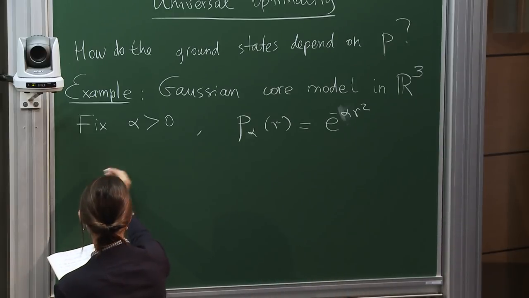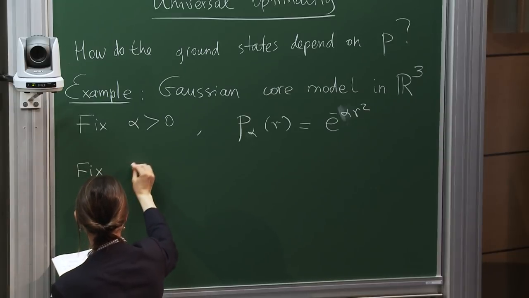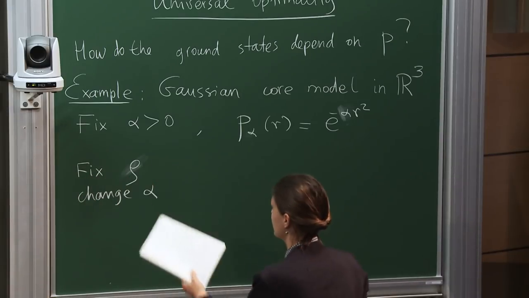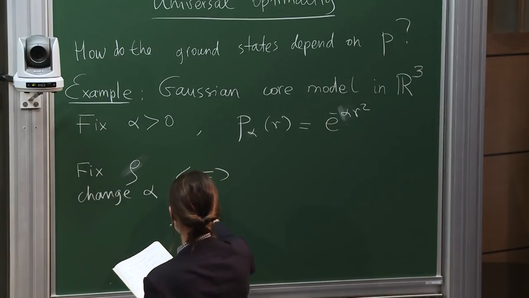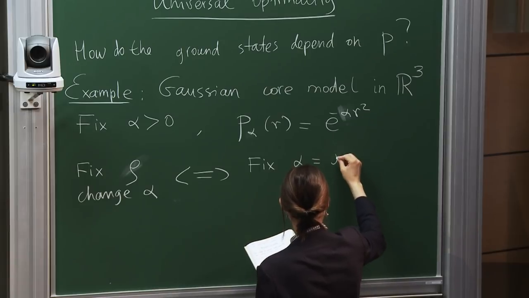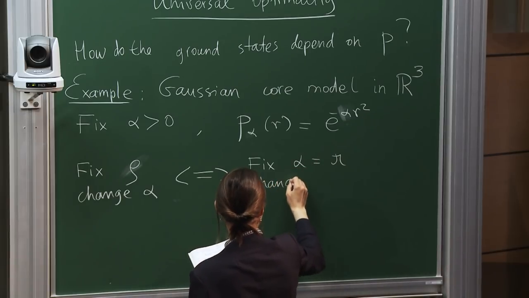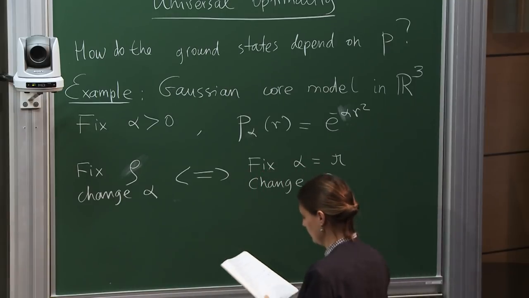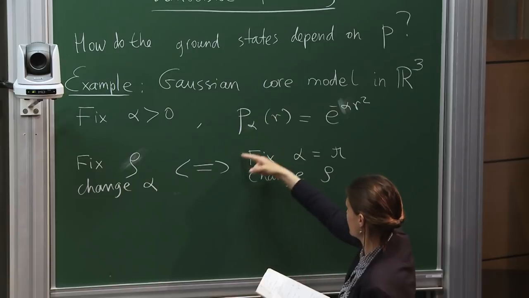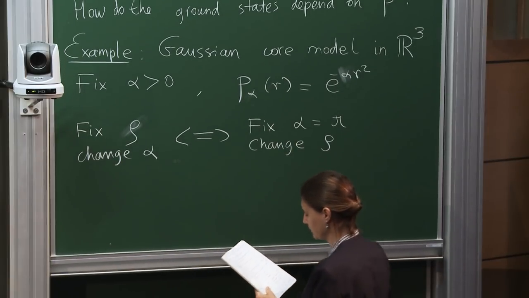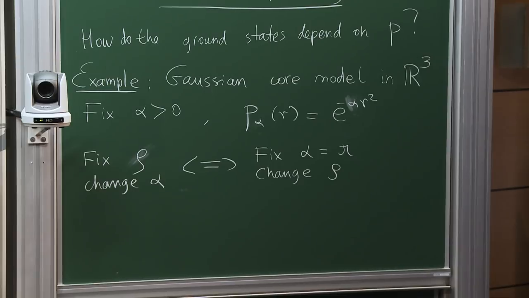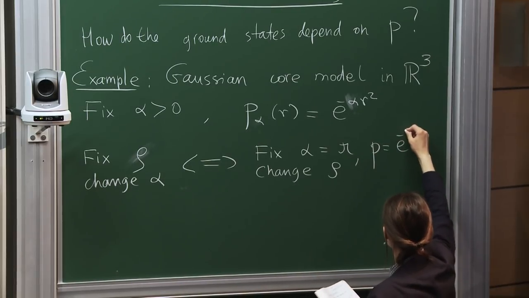So we can fix rho and change alpha and see how ground states depend on alpha. This is actually equivalent to fixing alpha, which I like to be pi, and then changing the density rho. Because this is used more often, let me just use this terminology for a moment. If we have fixed alpha, our energy becomes this function.